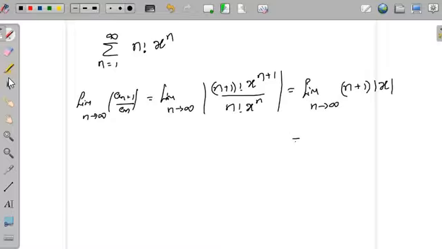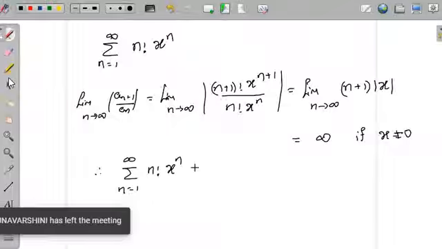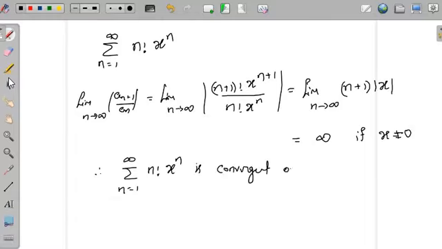And you can see that this limit is going to infinity if x is not equal to 0. But if x is 0, the limit becomes 0. Okay, so infinity means it's greater than 1, right? Therefore the summation n equals 1 to infinity of n factorial into x power n is convergent only at x equal to 0, and it is divergent everywhere else.